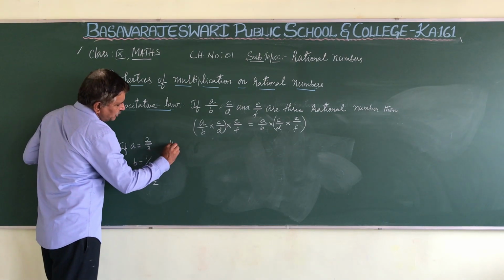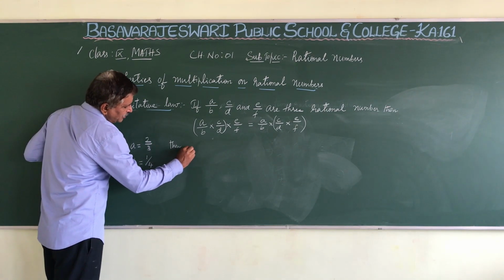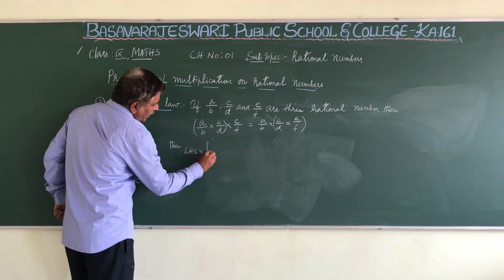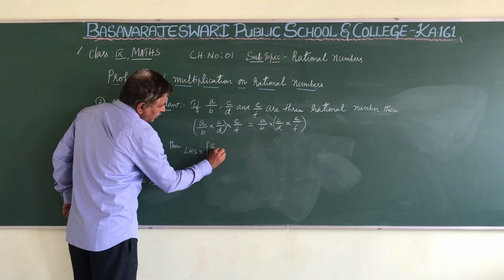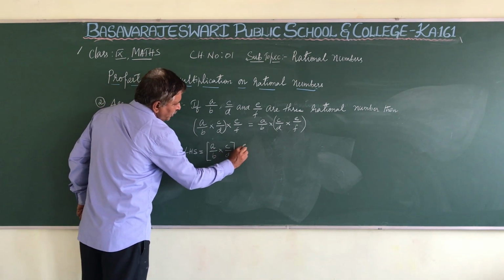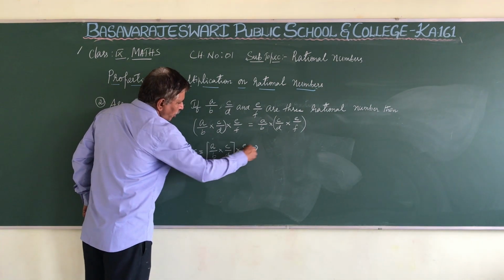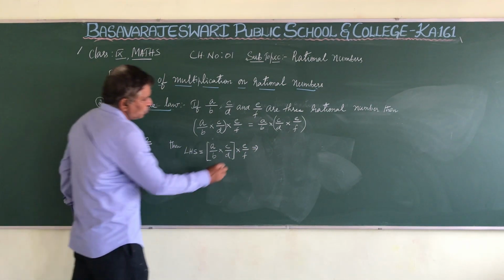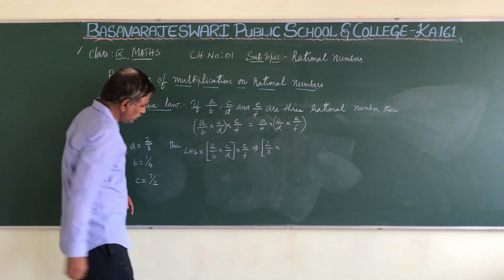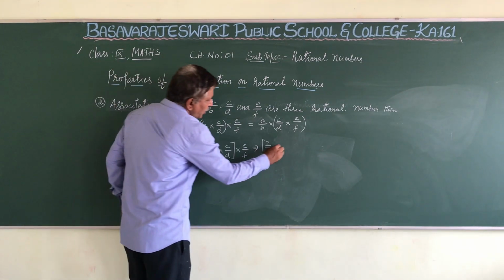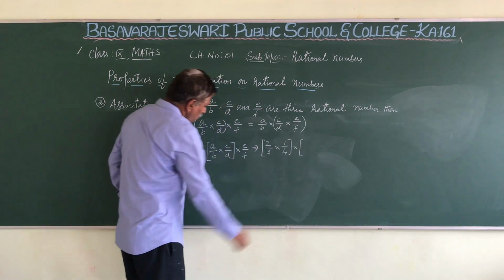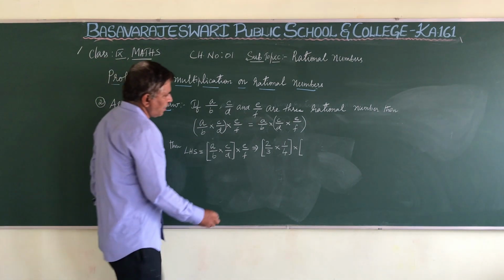Then first I will take the left hand side. What is the left hand side? A by B into C by D of E by F. So which implies, what is A by B? 2 by 3, into what is C by D? 1 by 4, multiply, then what is E by F? 7 by 2.